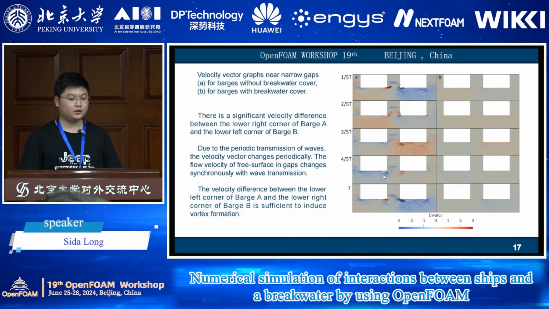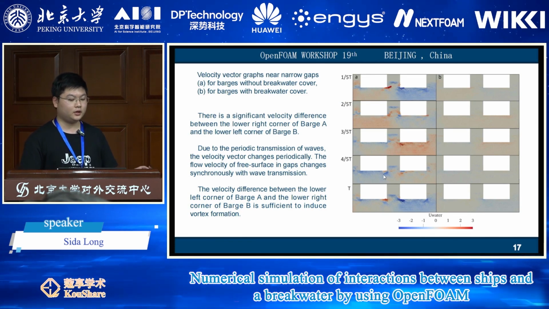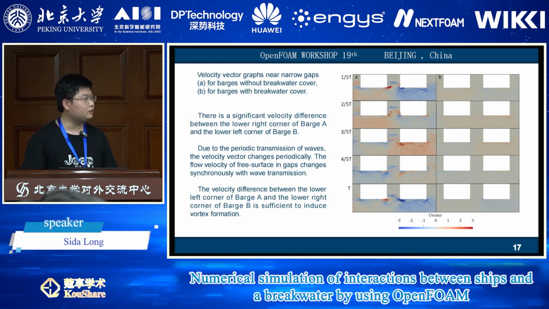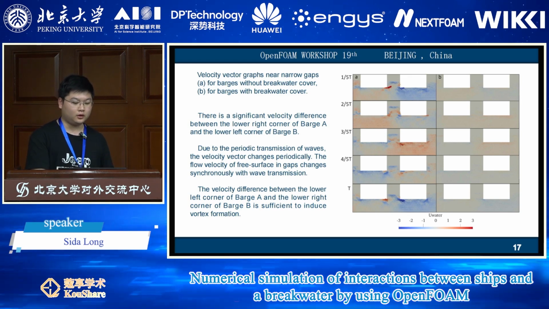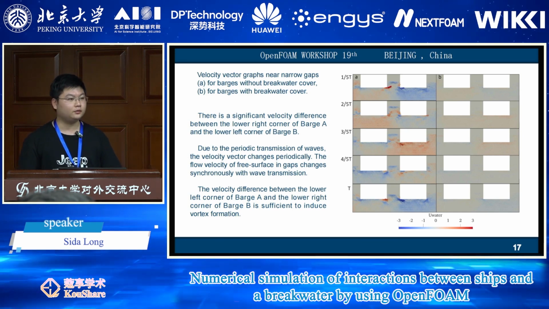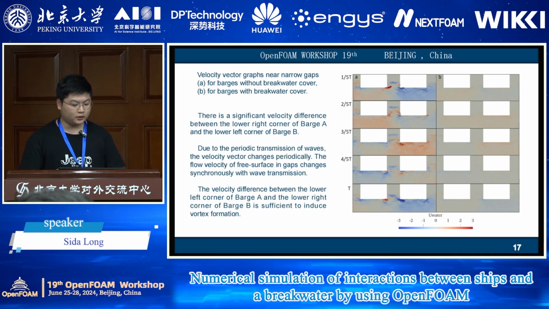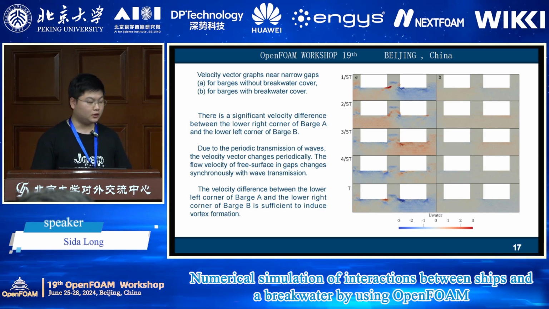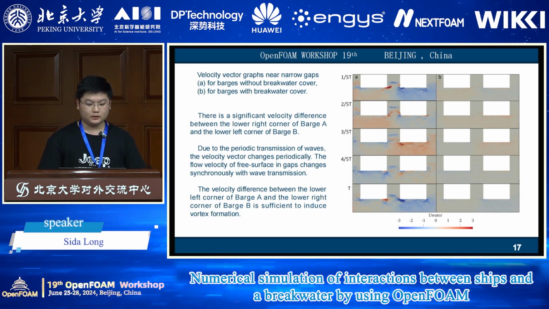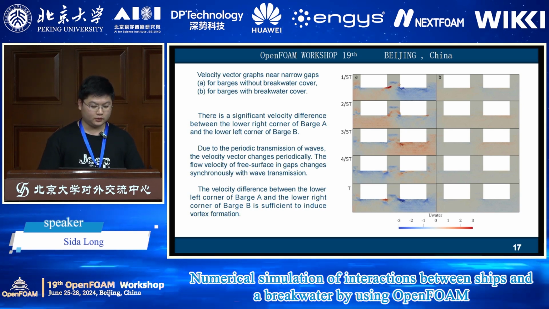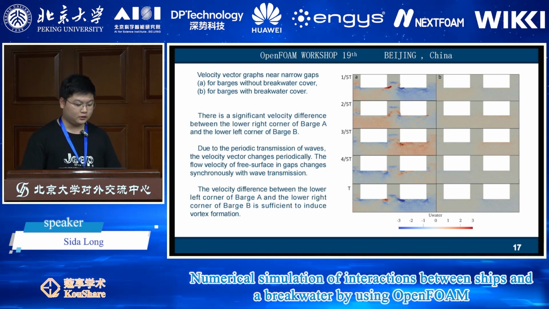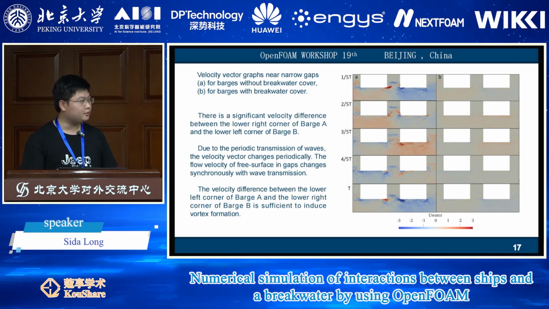This is a figure about velocity vector graphs near the narrow gaps. In figure B, there is a significant velocity difference between the lower right corner of part A and the lower left corner of part B. Due to the periodic transmission of waves, the velocity vector changes periodically. The fluid vector velocity of the free surface in the gap changes synchronously with wave transmission.